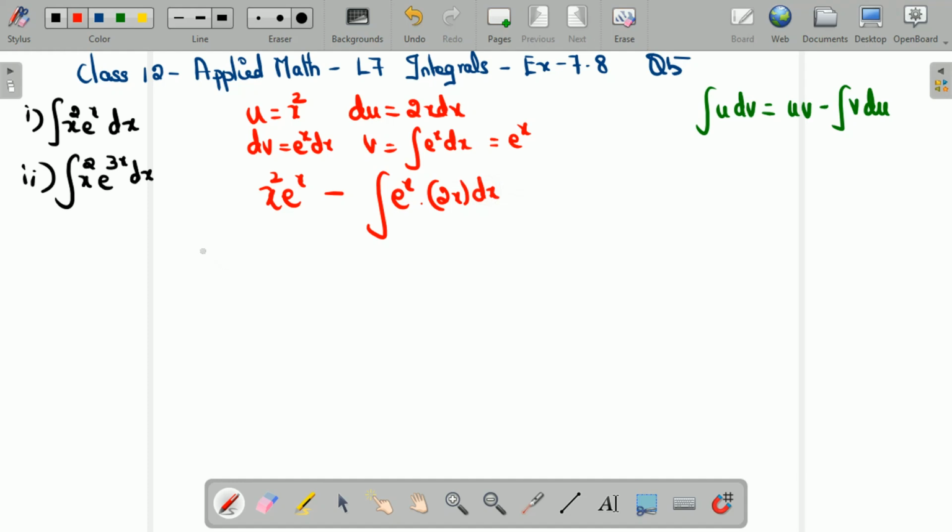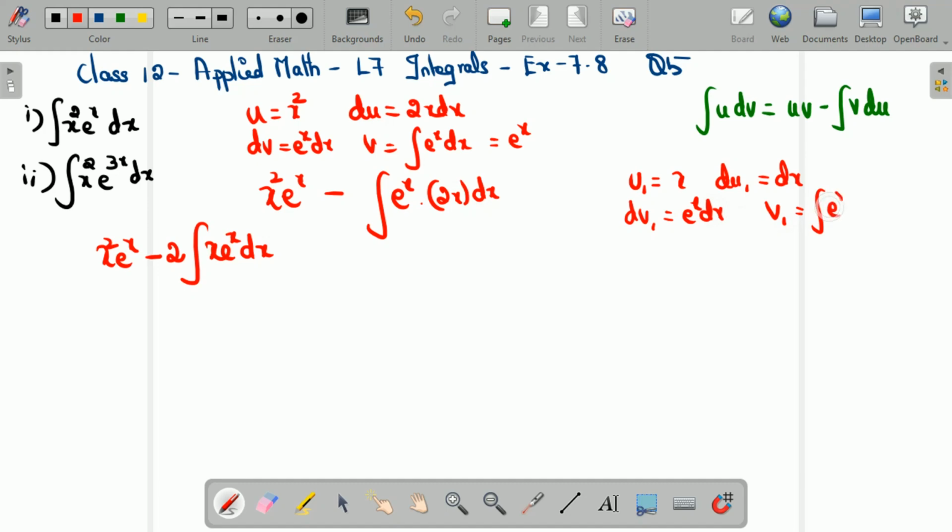So I'm going to take the 2 outside. So this is x squared e power x minus 2 into integral x e power x dx. Again, it is of the form u dv. So we will find out once more the u and v. Only thing I'm naming them as u1. So u1 is equal to x, du1 is equal to dx. So dv1 is going to be e power x dx, which means v1 is integral of e power x dx, which is e power x.